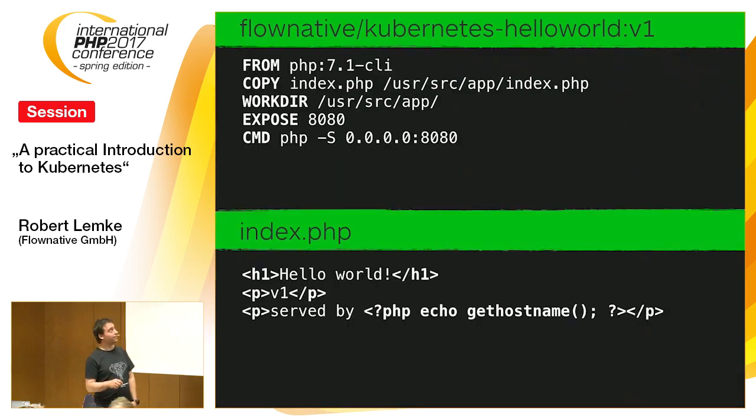Okay, so this up here is an incredible Docker image I created. It copies the index PHP into some directory and then runs the internal PHP web server to serve that. And the index PHP will just display its version number and the host name where it is hosted.